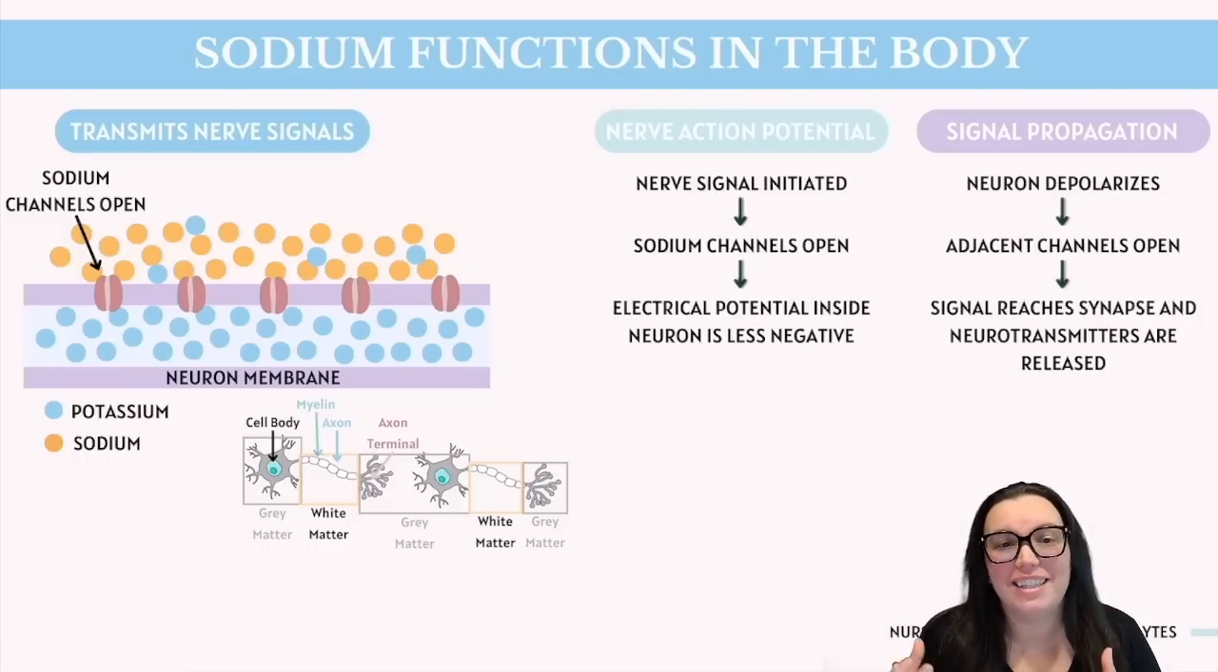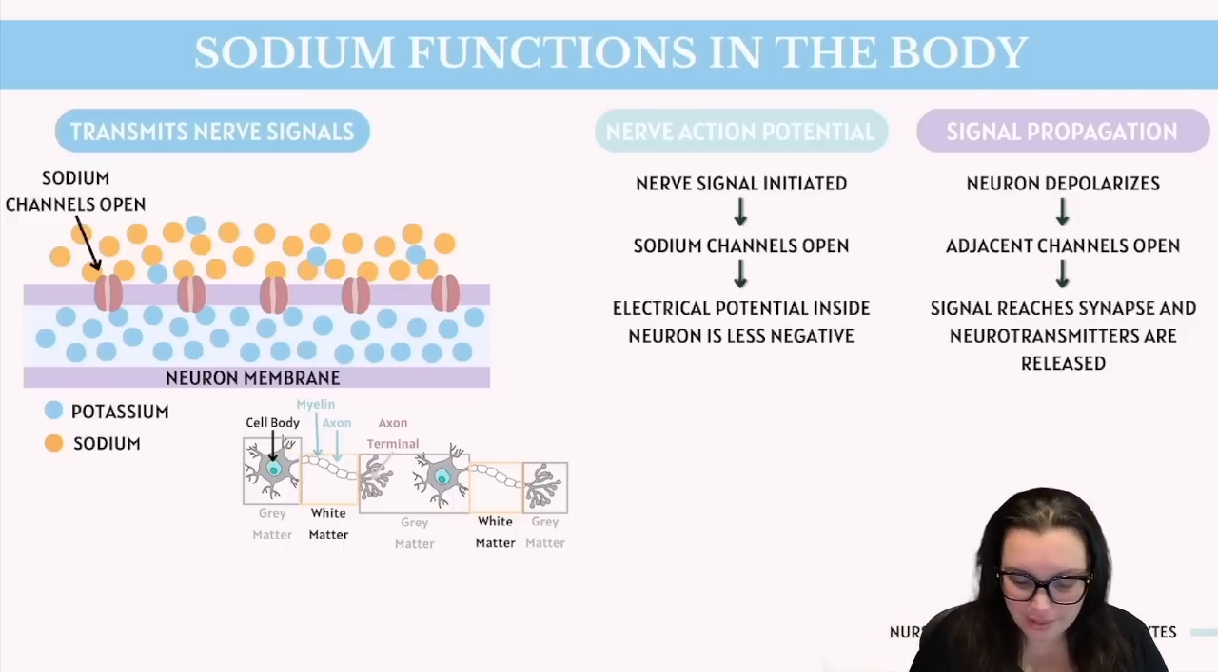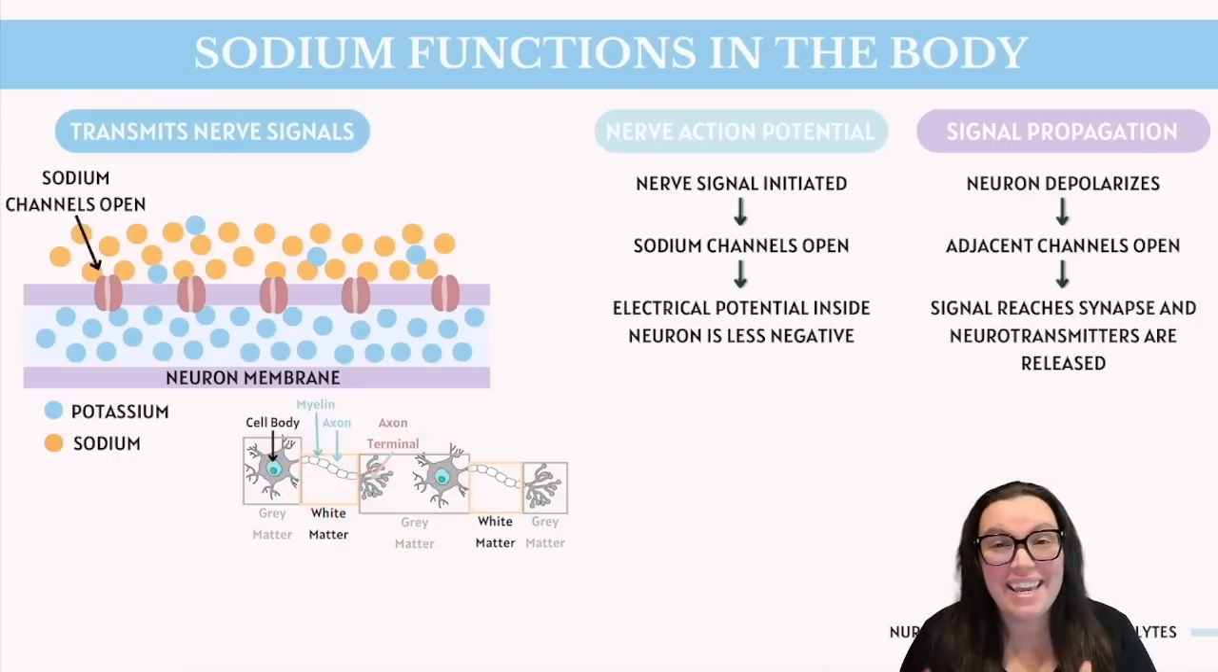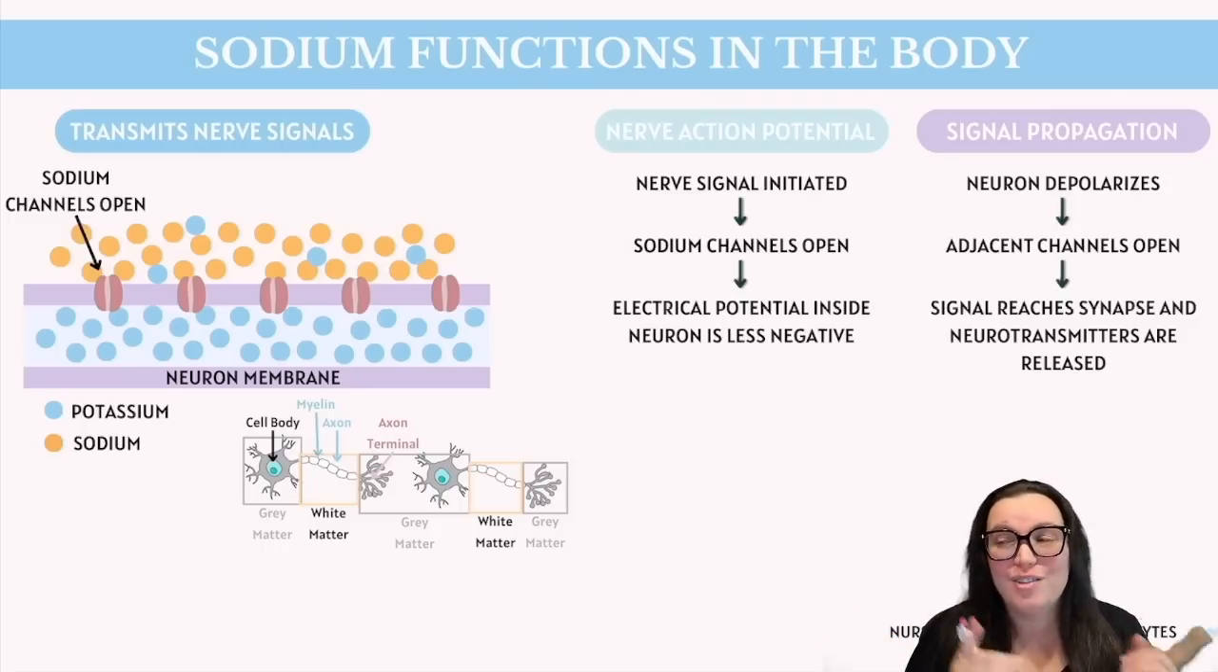What happens here is that the adjacent sodium channels are going to open up in a wave-like fashion along the neuron. Ultimately, this is going to lead to propagation, where that electrical signal is going to move down the length of our nerve fiber, where it's going to ultimately reach the synapse. Here is where the neurotransmitters can be released, thereby continuing that transmission of the cell signal onto the next neuron.